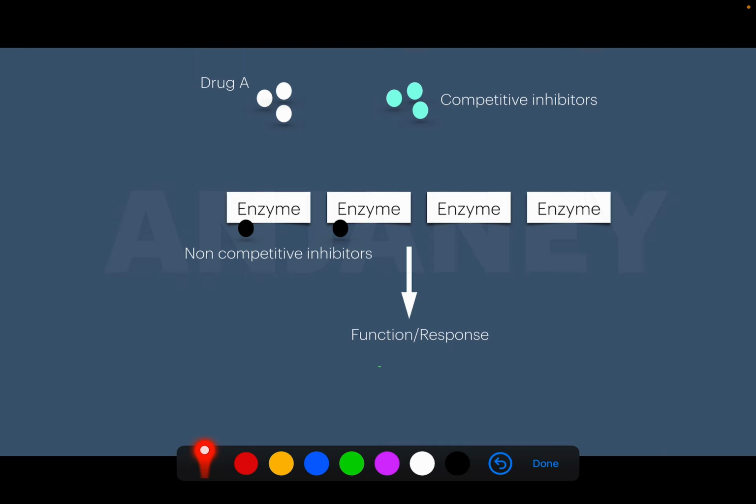Why? Because there is competition. But in the competitive inhibition, if I increase the dose of drug A, then all the enzymes will get this drug, and my effect or the response will increase when I increase the dose.